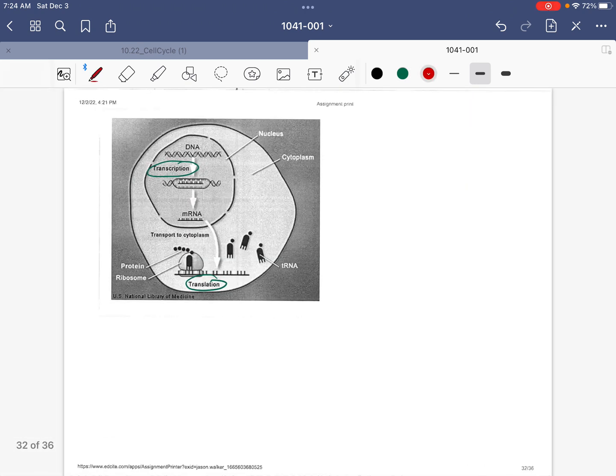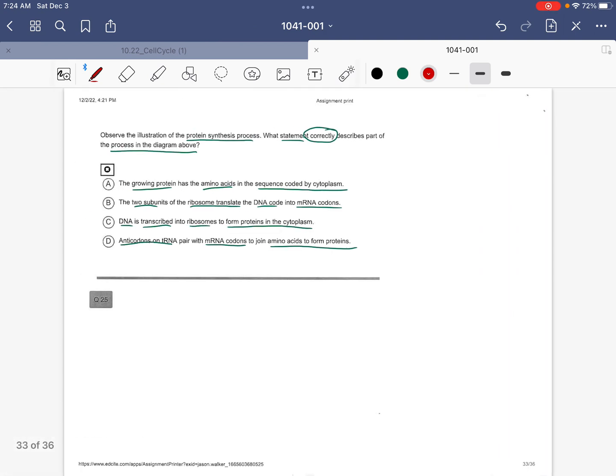So again, we're just looking at the image. Here in translation, I think that's what it was talking about. So we're not growing the proteins coded, like the cytoplasm did not code anything. So process of elimination, this one's out. We are not translating to mRNA codons. Remember, in translation, you go from mRNA to proteins.